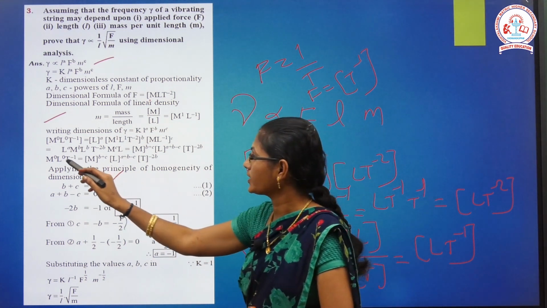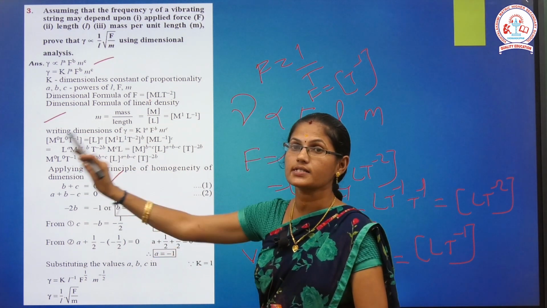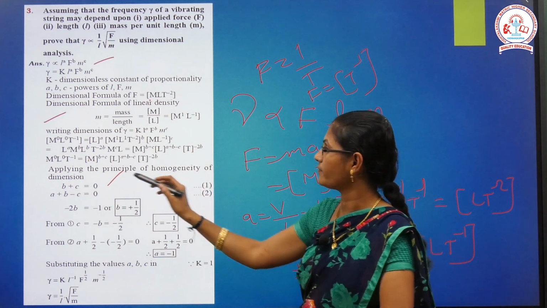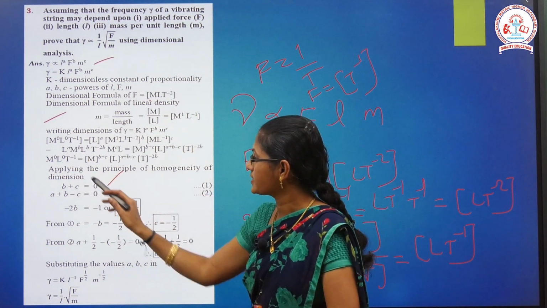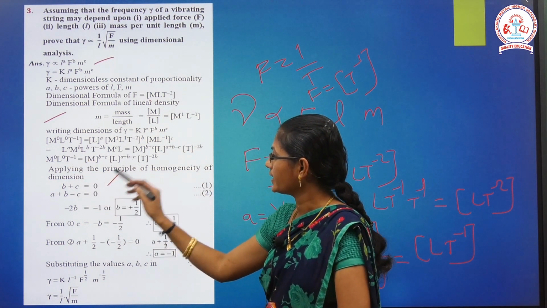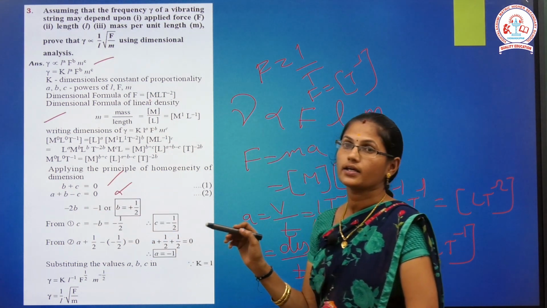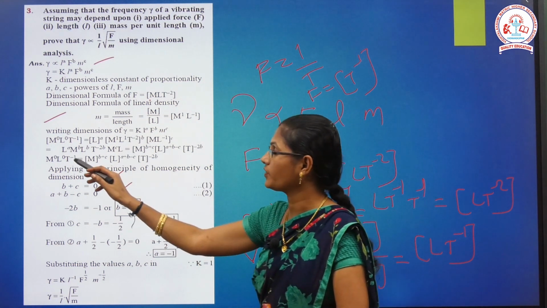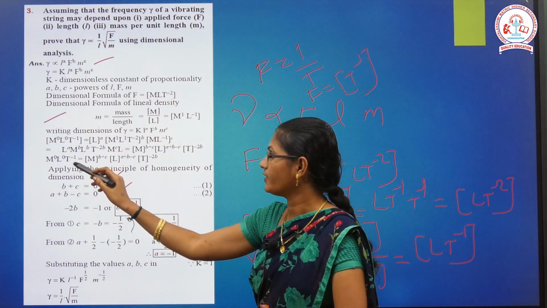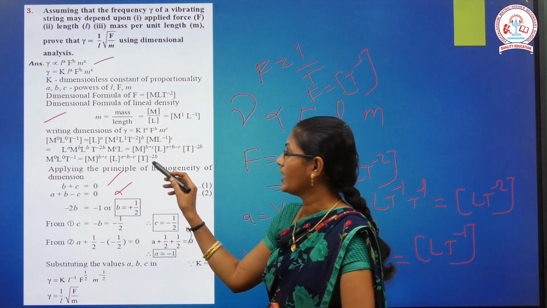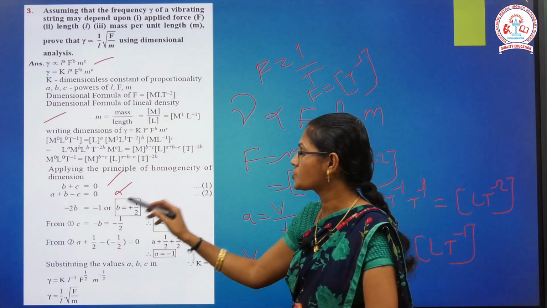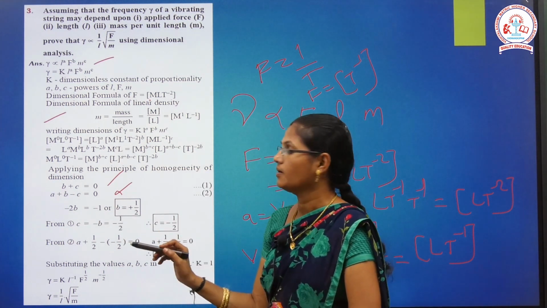And second thing, we have to compare the L power value. Left hand side L power value is 0 and right hand side is A plus B minus C equal to 0. This is the second equation. And what is the third one? We have to compare the T power value. Left hand side T power value is minus 1 and right hand side T power value is minus 2B. So, minus 2B is equal to minus 1.